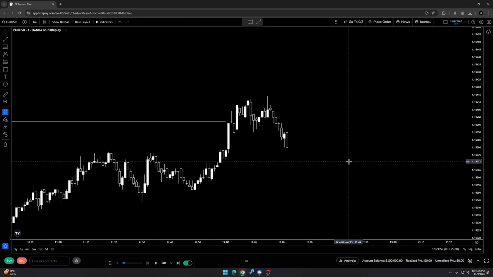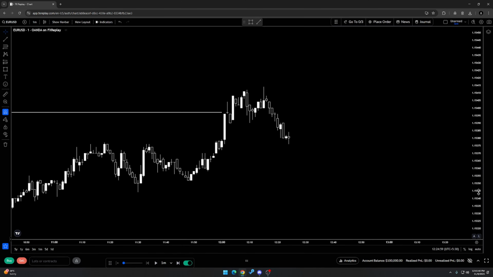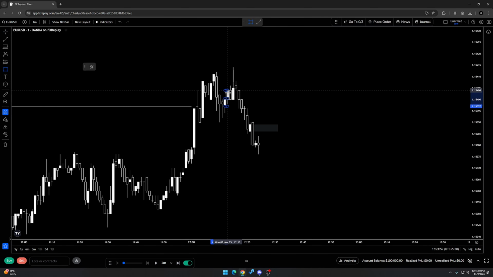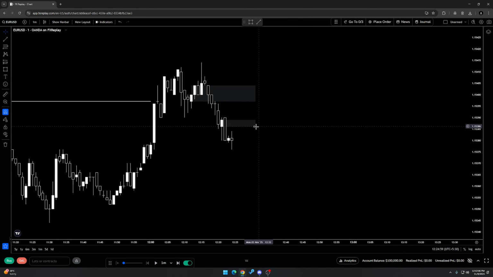You can see right here, we've got a shift in market structure. Perfect. Now it's time to look for an order block. We've got one here and another one here, but remember, we always choose the order block in the premium zone because we're looking for a short setup. Alright, let's see if the market retraces back to that order block.